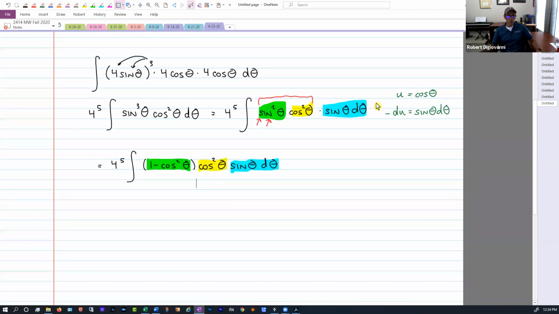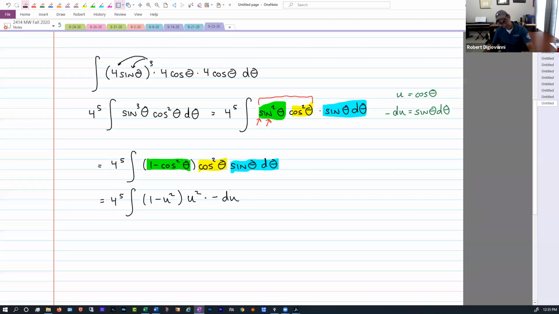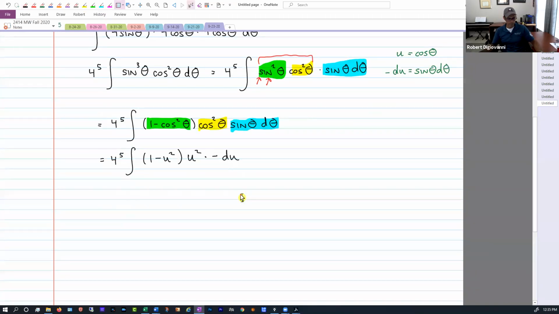Now what? Replace cosine with u, and just make sine theta d theta equal to du, and negative, right? We'll put the negative. So 1 minus u squared, and then we've got u squared, and then I'll go ahead and just do it here, negative du. And then this will become 4 to the 5th integral u squared minus u to the 4th. I still have times negative du.